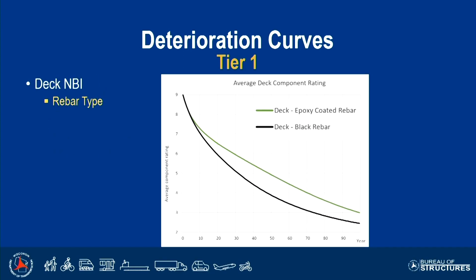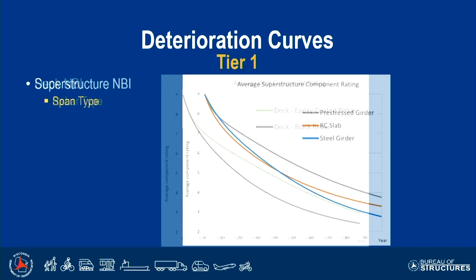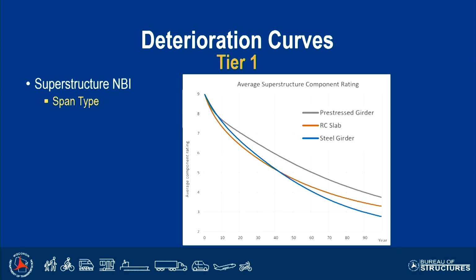And since we did connect it to inventory values, we were able to change up the graphs, look at the effect of different types of preservation strategies. Here, this shows just the deterioration of deck NBI for epoxy-coated rebar decks versus black bar. Here's superstructure NBI just broken up by span type. So pre-stressed girders versus our reinforced concrete slab versus steel girders.